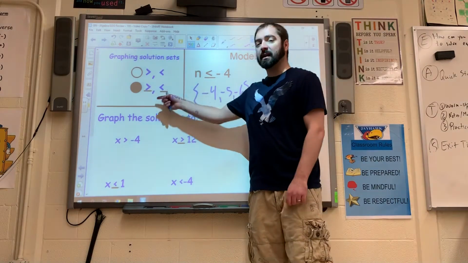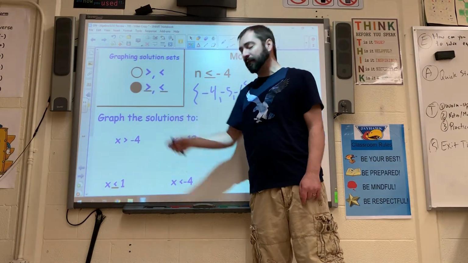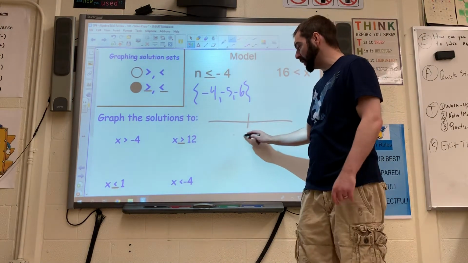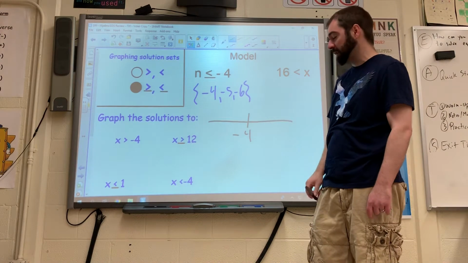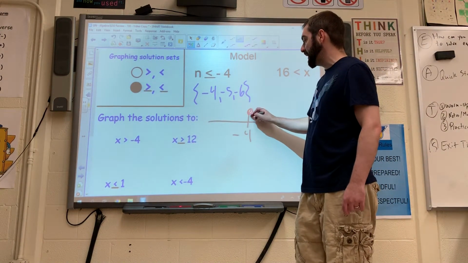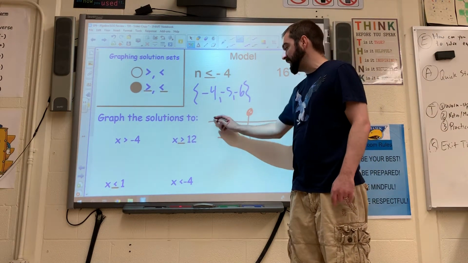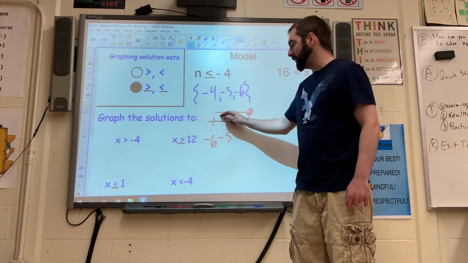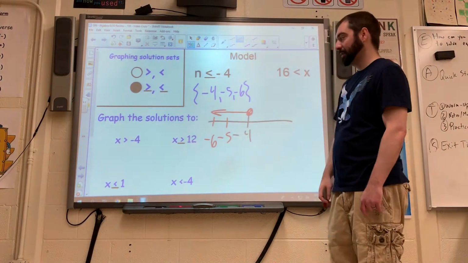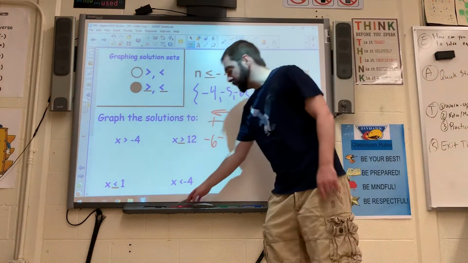Second thing, I put a little hint here. Which symbol do we have? Less than or equal to. So again, we got to fill in that circle. So when we go to graph this, we're going to start our graph at -4. That's our boundary where it starts. And then I'm going to use a filled in circle because of this or equal to part. -5 and -6 are to the left. So we would have a closed circle starting at -4 going to the left of -4. Okay, second one.